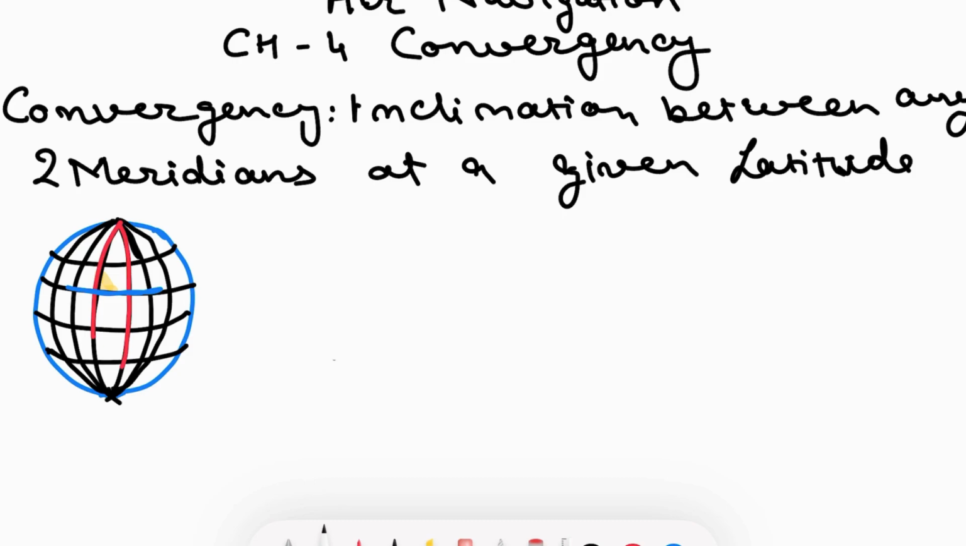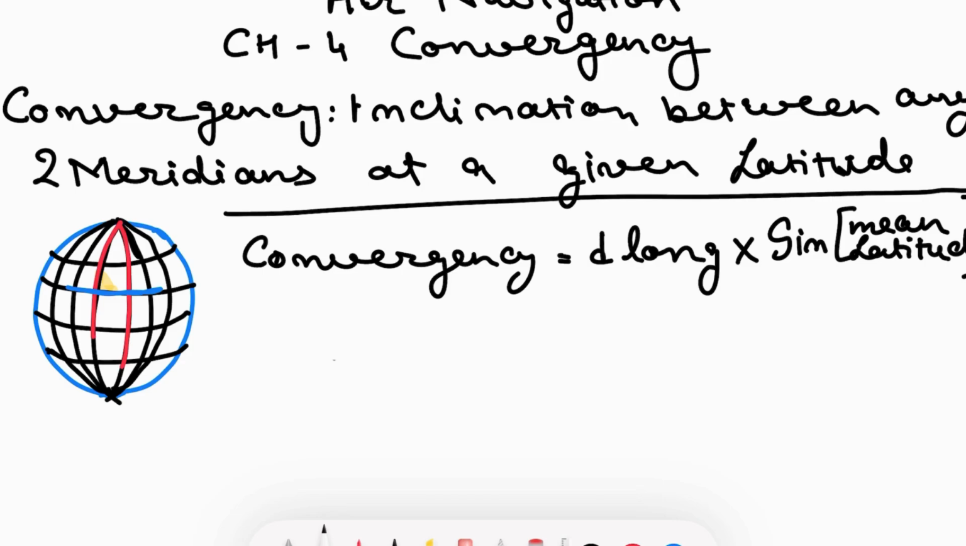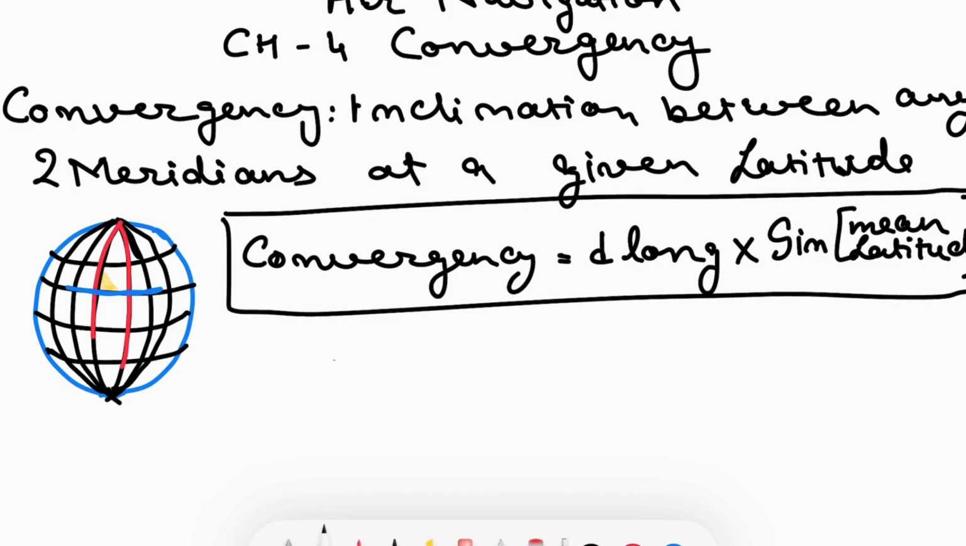Now to find this convergency, we have one formula. The formula goes as d long, which is the distance between two longitudes, into sine mean latitude. Mean is the average of two latitudes, and if there is only one latitude mentioned, then it will be sine latitude. So this is going to be our first formula of the chapter: Convergency is equal to d long sine mean latitude.